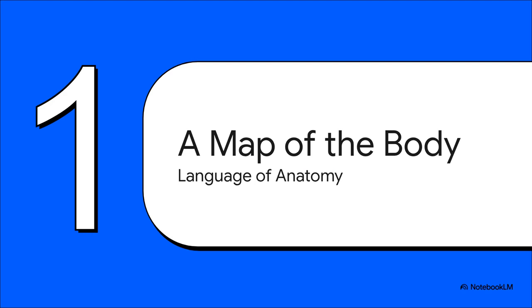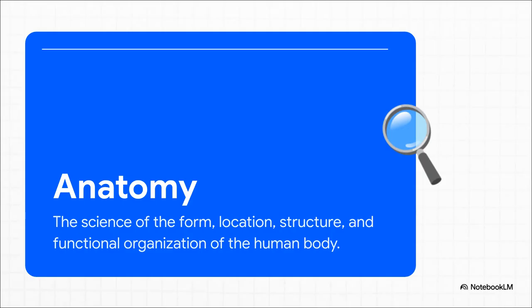All right, so before we can go on any kind of tour, we need two things. First, you need a map, and second, you need to know how to read that map. So let's start by learning the basic language of anatomy. At its core, anatomy is simply the body's blueprint. The name itself literally means to cut up, and it's all about understanding where things are, what they do, and how they all fit together. It is the bedrock for, well, everything we're about to talk about.